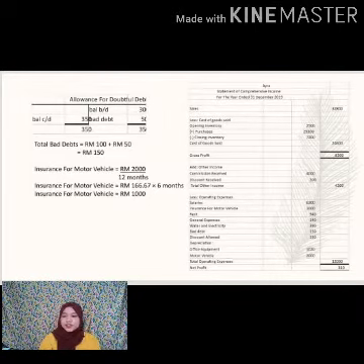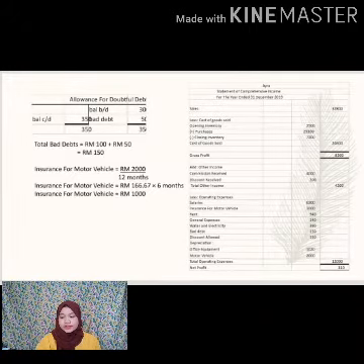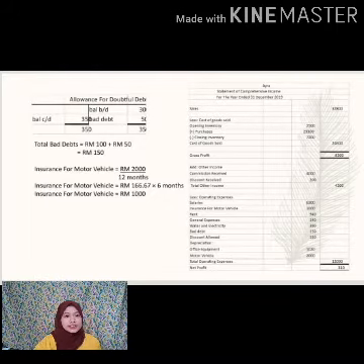Alright, so here we have the bad debt at the credit side, which is 50. Then we need to find the total bad debt. 100 plus 50, we will get 150. So next is insurance for motor vehicles.